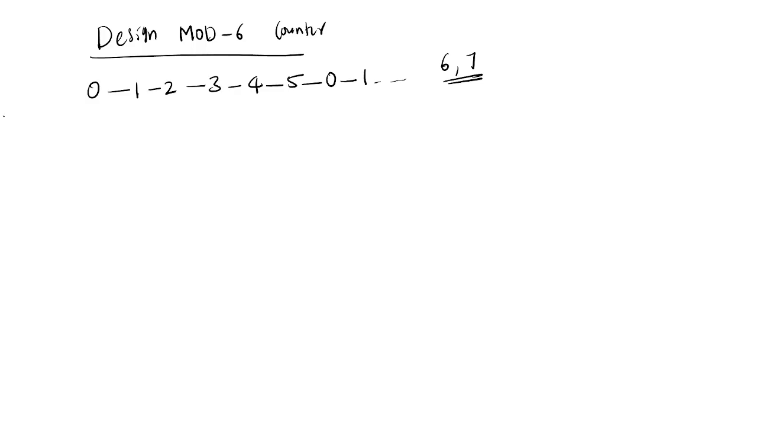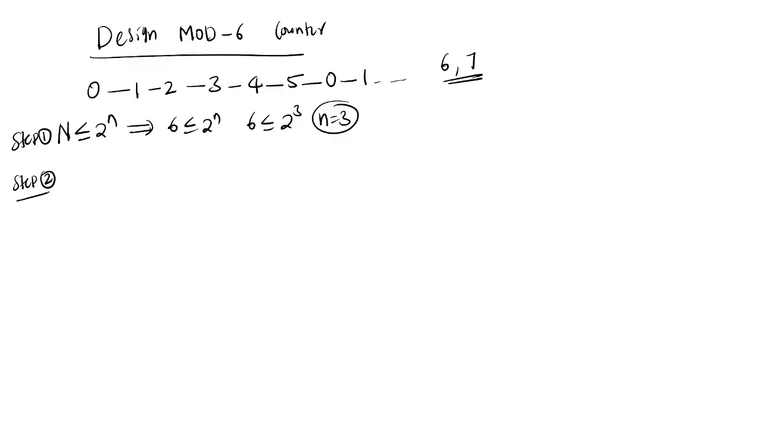So step 1, what is step 1? You need to find out the number of flip flops. So 6 is less than or equal to 2 power n. 2 square? Sorry, 2 cube. So n equal to 3 are required. And first you need to design with the nearest module. What is the nearest module? You need to design a mod 8 counter, yeah. Okay, you need to design the mod 8 counter.